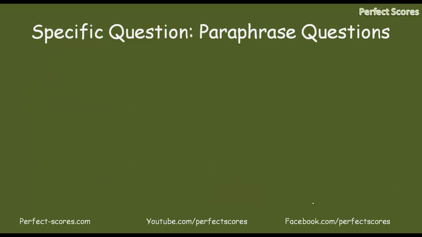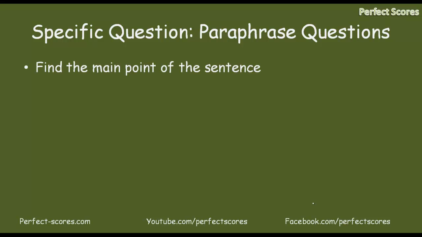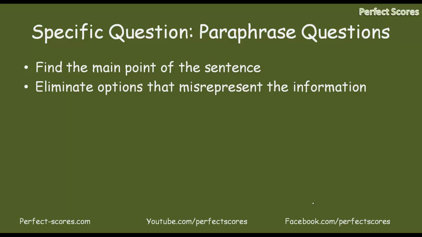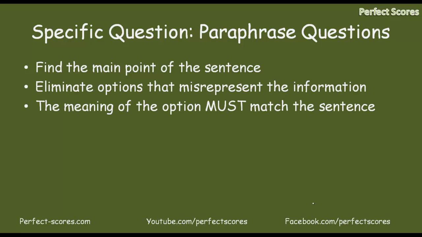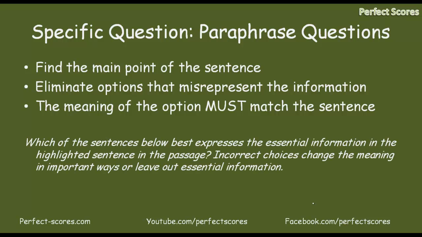The next specific question is a paraphrase question. In this, you need to find the main point of the sentence and then eliminate options that misrepresent the information. The meaning of the option must match the sentence, because this is the only way you'll be able to eliminate options. Eliminate the options where the meaning does not match the sentence. For example, which of the sentences below best expresses the essential information in the highlighted sentence in the passage? Incorrect choices change the meaning in important ways or leave out essential information.